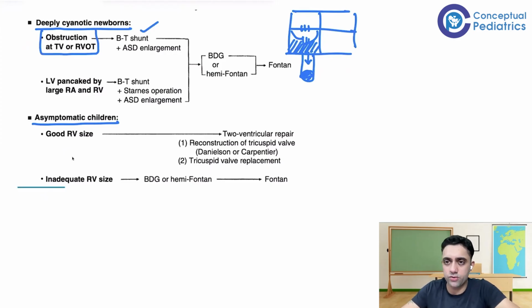Here I did a Blalock section where I connect my pulmonary artery to the subclavian artery. Okay, that is one thing. We can do a Starnes operation also, as I told you, and we can do a Fontan operation also.